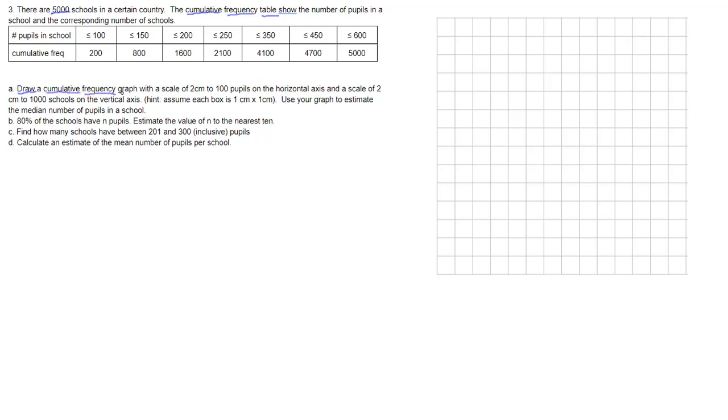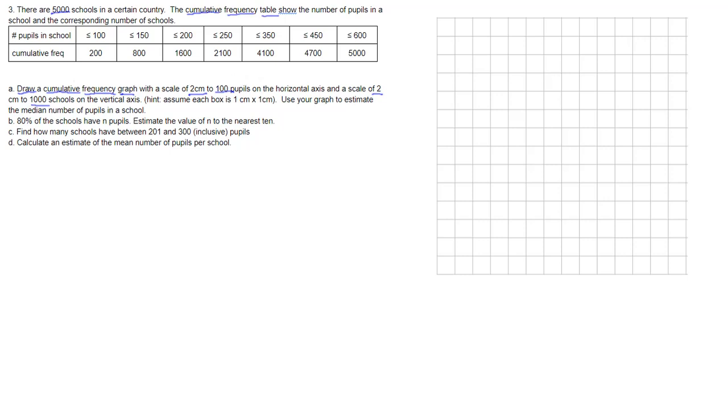All right, so it says draw a cumulative frequency graph with a scale, and they give us the scale. We're going to assume that each box is a 1 centimeter block to follow the information that they want. So we're going to have a cumulative frequency axis for 5,000 schools. If 2 blocks is going to be 1,000, that means each block is going to be 500. And then we've got 600 pupils, and they want every 2 blocks to be 100, so that means every 1 block is going to be 50. All right, so that should be simple enough.